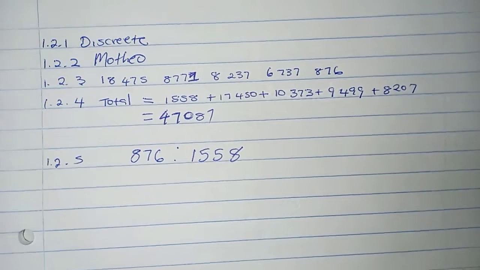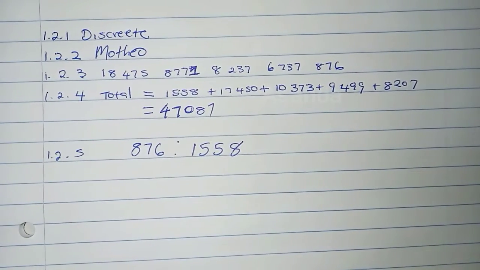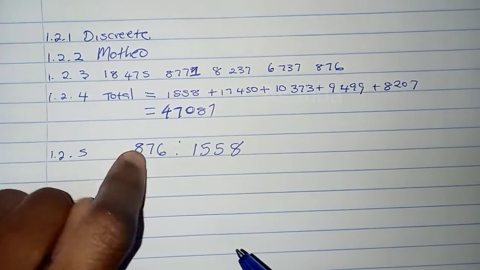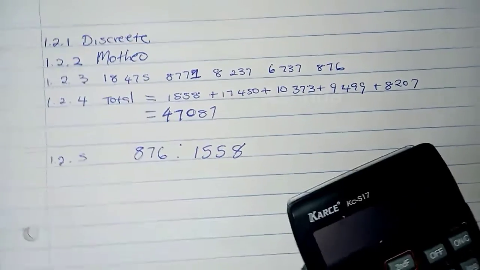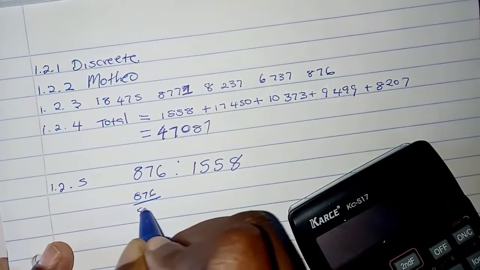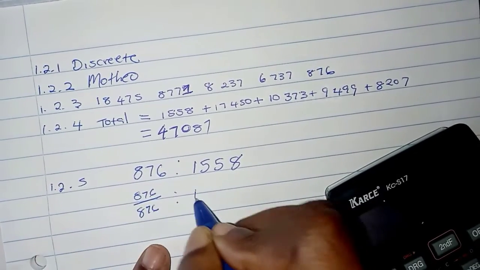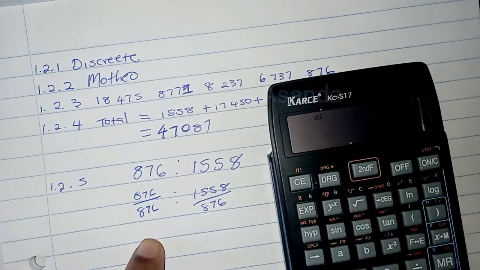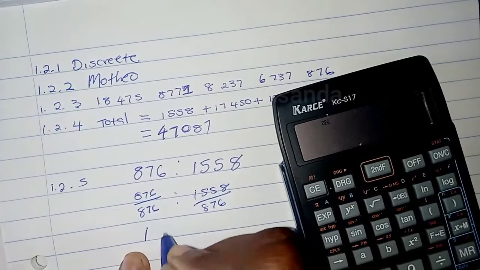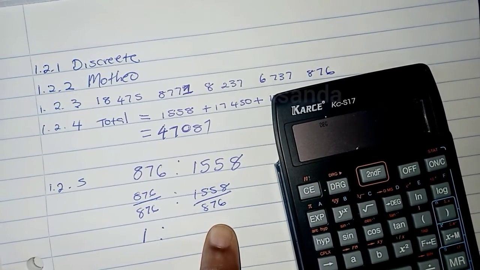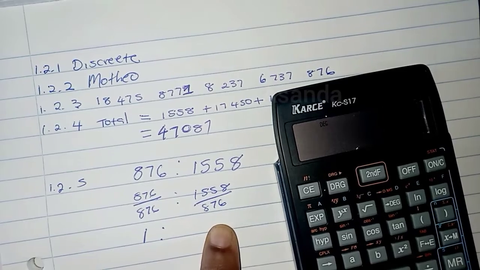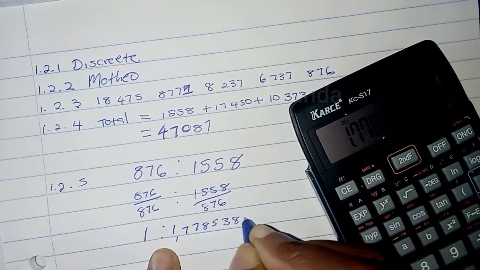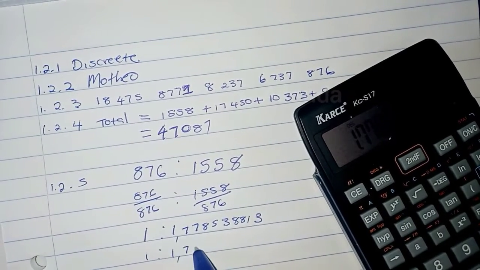Right, so they want us now to write it as a unit ratio and not leave it like this. So what we're going to do is to make this start with a 1, we're going to divide 876 by 876. So we're going to say 876 divided by 876. And then whatever you do on this side, you go and do on the other side. You divide this by 876 as well. And then you will get 1 is to 2. Then you use your calculator. 1,558 divided by 876. You get 1.778538813, which is 1.78.